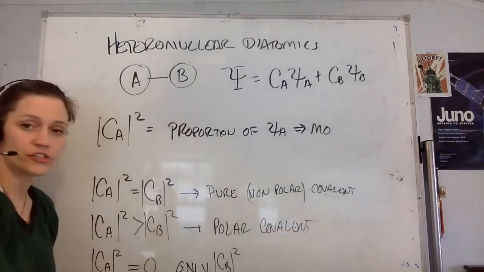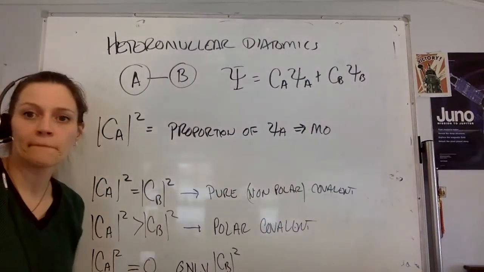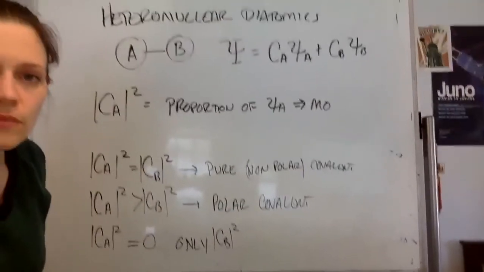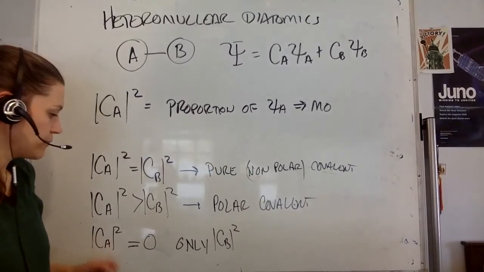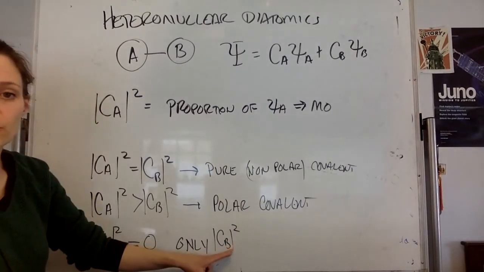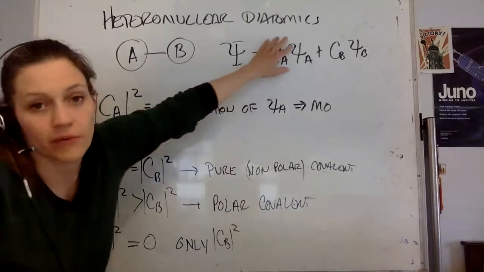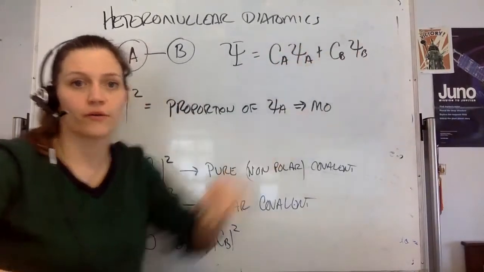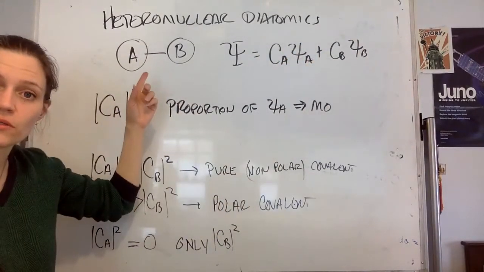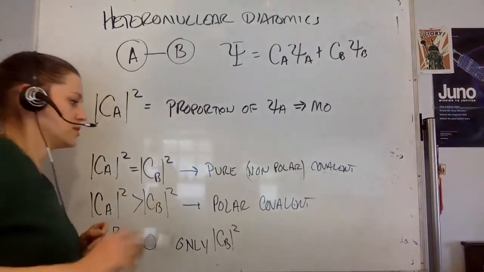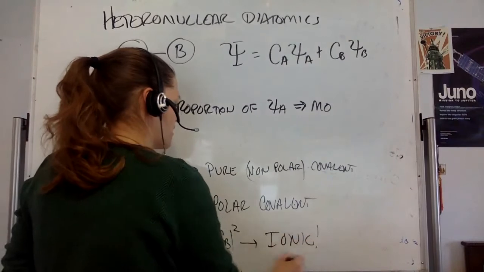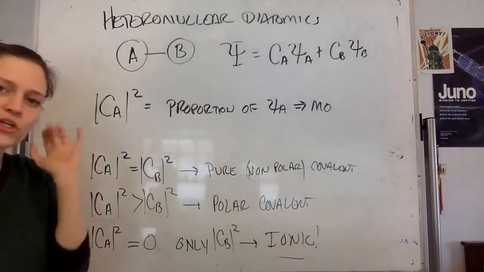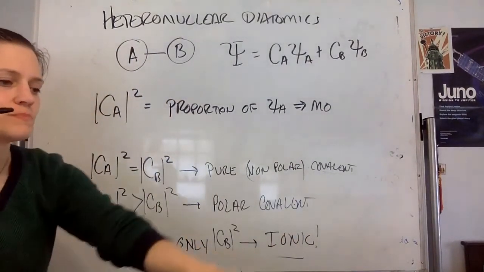So this is the definition of polar covalent. And what's really cool is if you have, say, your coefficient from A is 0, and you only have the coefficient for B, such that this term right here is 0 and you've only got that coefficient, but you still have a molecule. Guess what this is called? Ionic. Isn't that awesome? Go team. Cool.